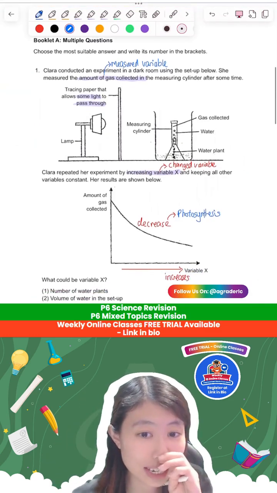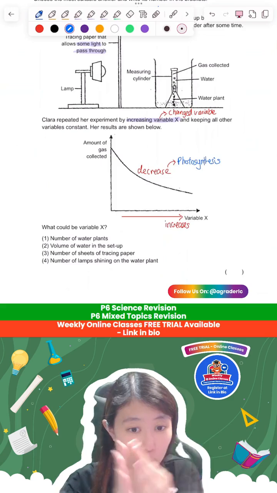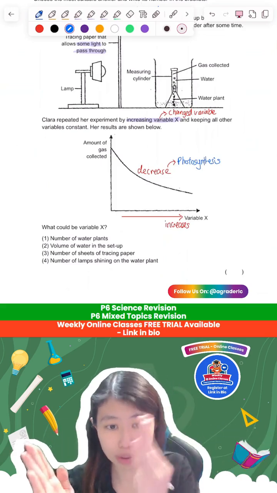Does anyone know what's the answer? I show you the options. Okay, which option, when it increases, is going to cause photosynthesis to decrease?